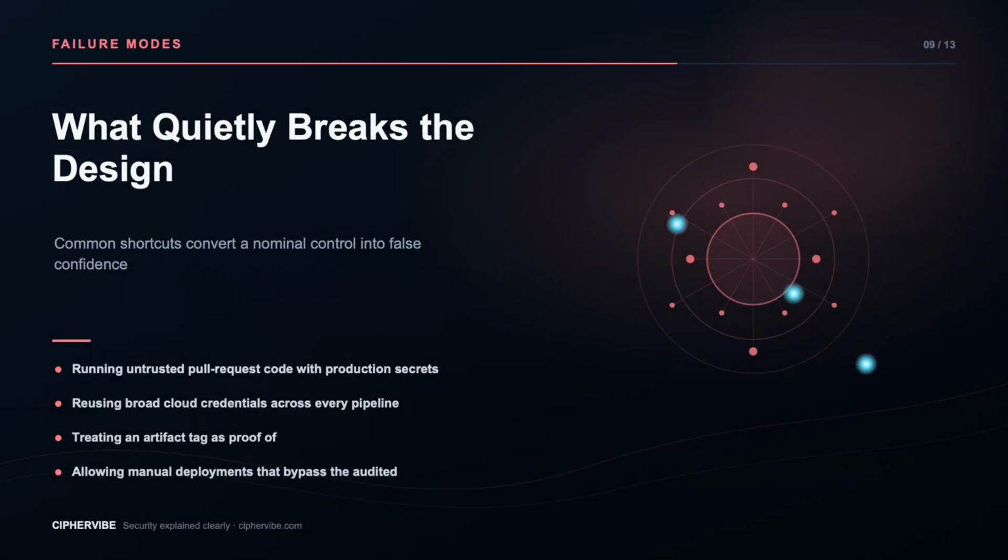Security architecture fails most often through assumptions, not dramatic movie-style attacks. First, running untrusted pull request code with production secrets. Second, reusing broad cloud credentials across every pipeline stage. Third, treating an artifact tag as proof of provenance. Fourth, allowing manual deployments that bypass the audited release path.